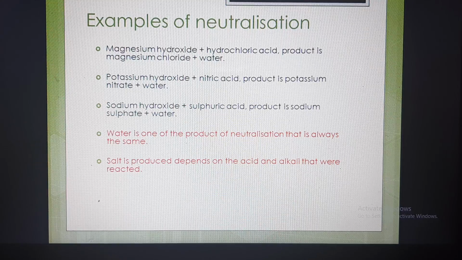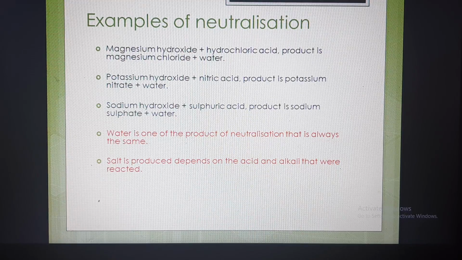The first one we use magnesium hydroxide, the second one we use potassium hydroxide, and in the third example we use sodium hydroxide. So the respective salt is forming. That means in every equation we are getting a salt, but the name of the salt is different. That means salt is not the name of a particular compound. It is the general name given for one group of compounds. So the salt produced depends on the acid and alkali that were reacted.